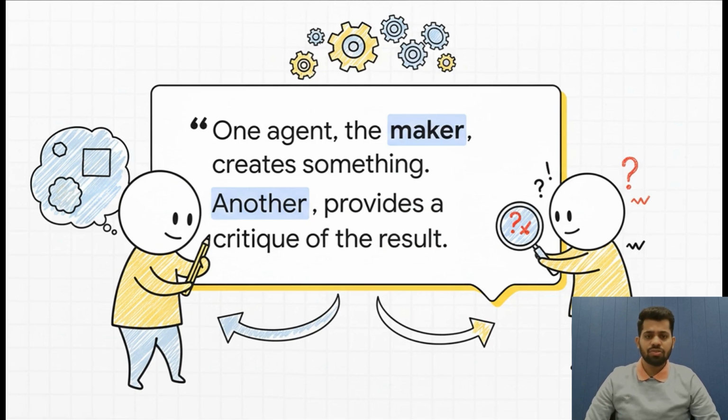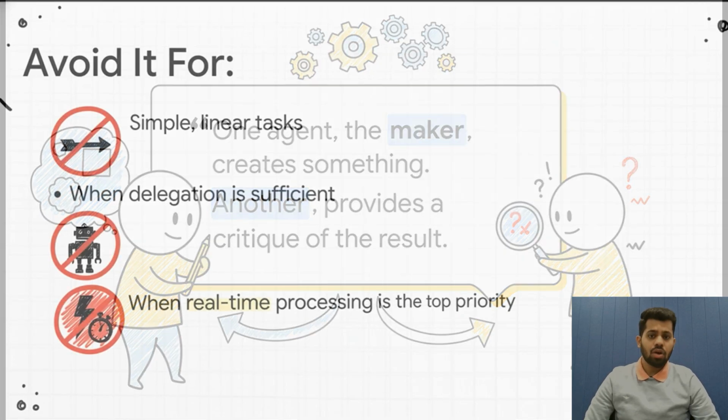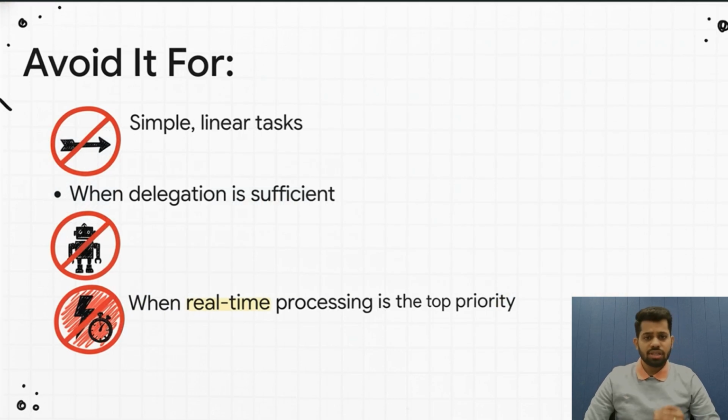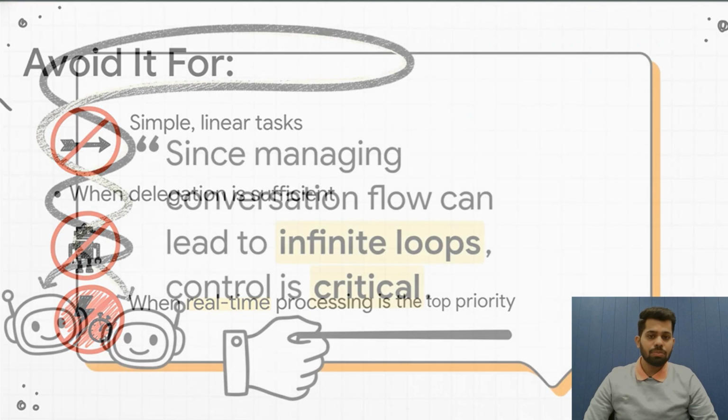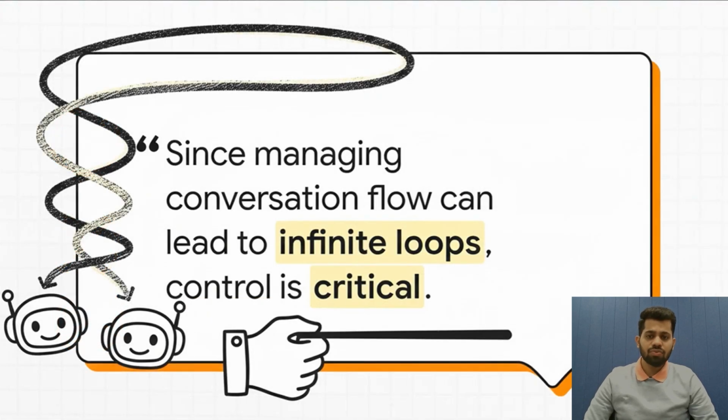In this turn-based sequence, one agent, the maker, creates a proposal, and another agent, the checker, provides a critique. Where should you avoid this then? When simple delegation or linear processing is sufficient, or when real-time processing requirements make the decision overhead unacceptable. But a point to remember: since managing conversation flow can lead to infinite loops, control is most critical. It is often recommended to limit group chat orchestration to three or fewer agents for effective control.